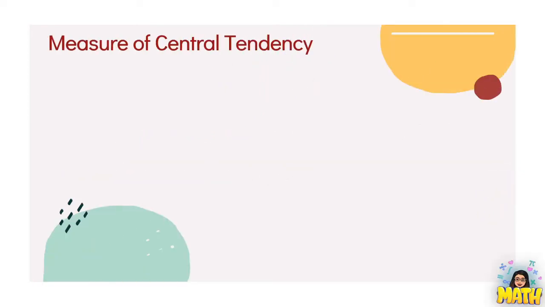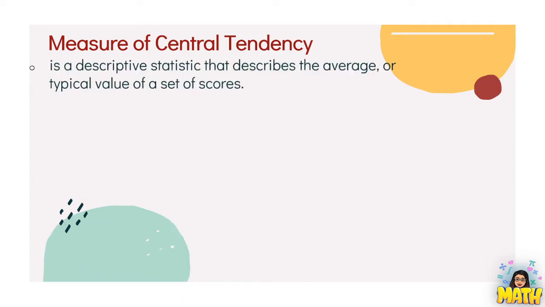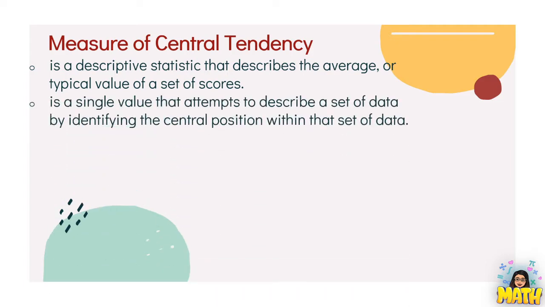And one way of analyzing data is by computing the measure of central tendency. When we say measure of central tendency, this is a descriptive statistic that describes the average or typical value of a set of scores. So sa measure of central tendency, we are looking for a single value na magre-represent sa ating group of data or sa ating sample or population. So let's say, for example, if we have 50 samples, we will be computing for a single number that can represent those 50 data that we have gathered.